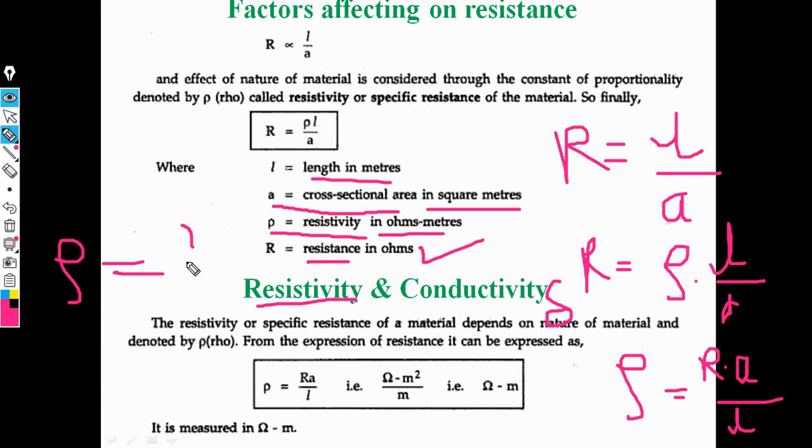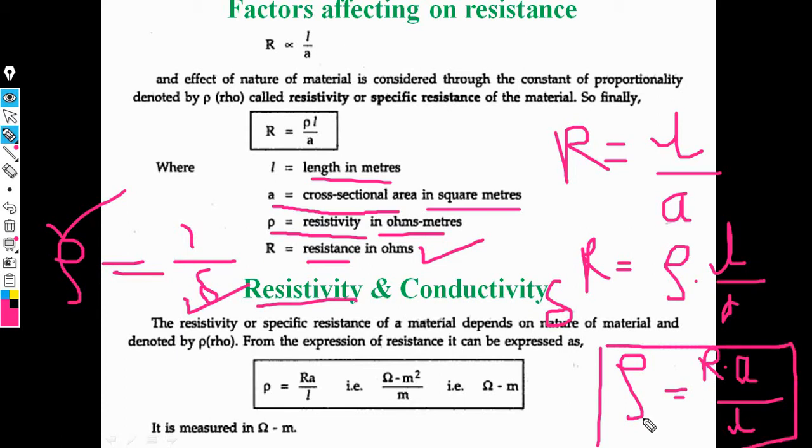Both are inversely proportional to each other. That is, this is the resistivity and this is the conductivity. Here the resistivity of the material is directly proportional to the resistance of the material and cross sectional area of the material, and inversely proportional to the length of the material. This rho is equal to R into A upon L.